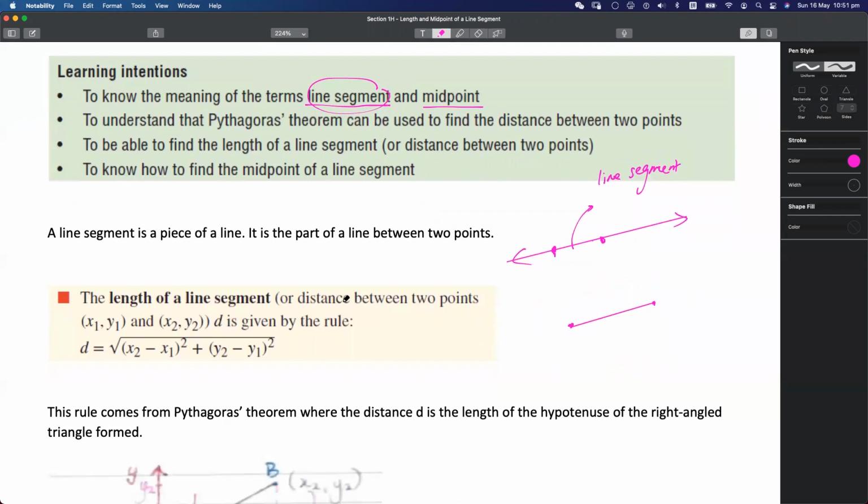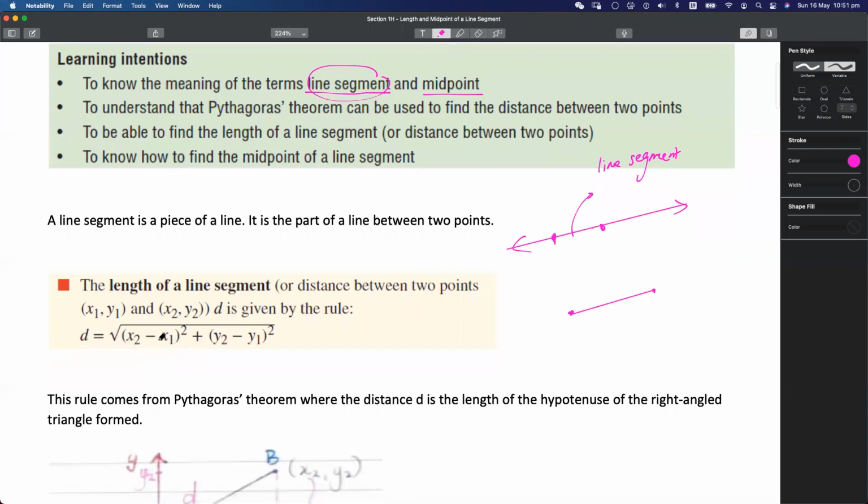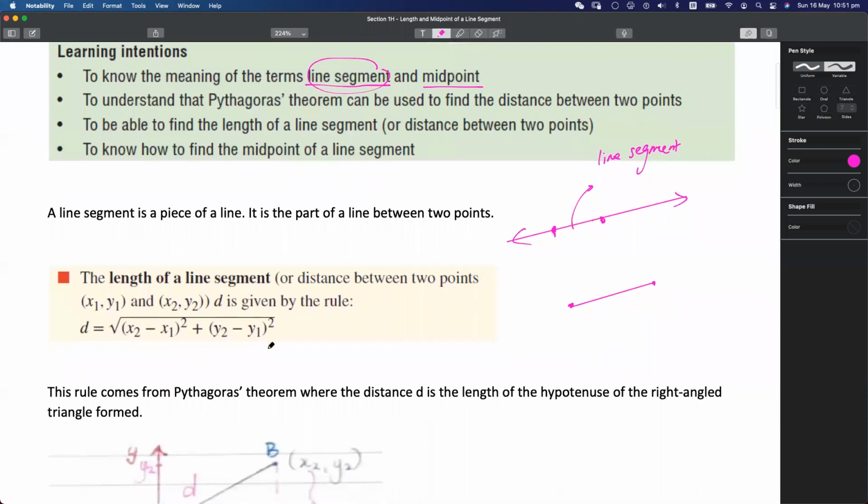The length of a line segment or distance between any 2 points, (x1, y1) and (x2, y2), d, is given by the rule. To find this d, you just need to take the square root of the difference of the x coordinates squared plus the difference of the y coordinates squared. In other words, (x2 minus x1) squared plus (y2 minus y1) squared.